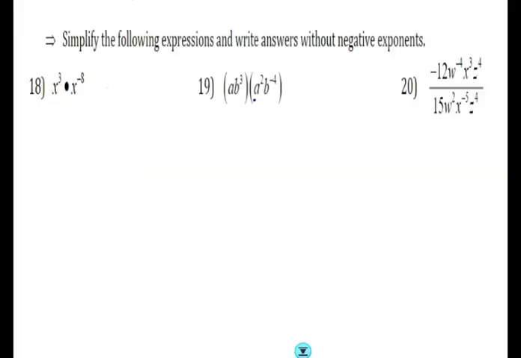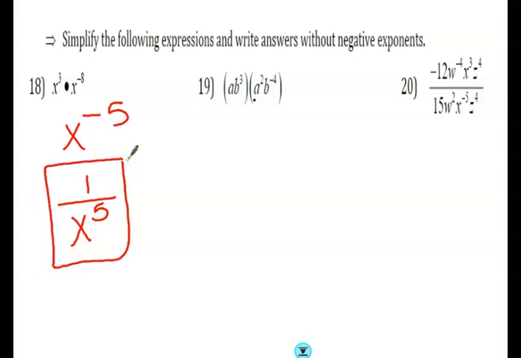All right, we are almost done here, folks. So now we are simplifying. Let me bring this back out. All right, so these are our last problems dealing with negative exponents. So we need to use all of our rules now to simplify. So number 18, we have x to the 3rd and x to the negative 8. So we need to add them, which becomes x to the negative 5th. Then I bring it down to the denominator, and I have 1 over x to the 5th.